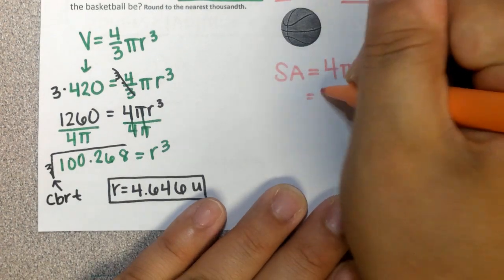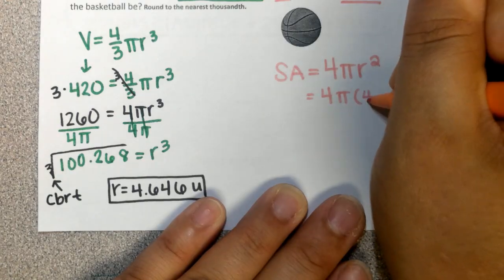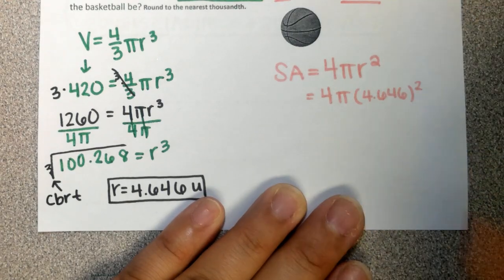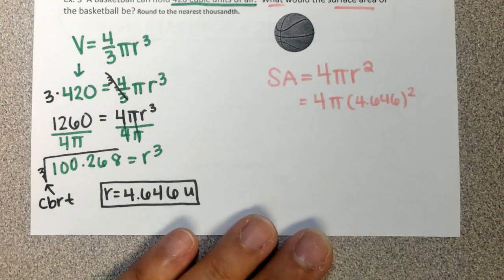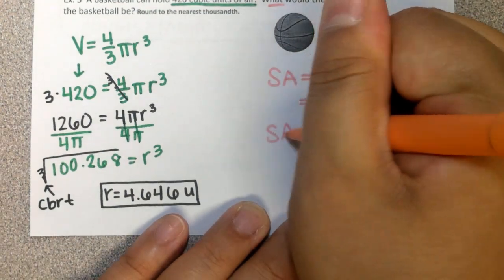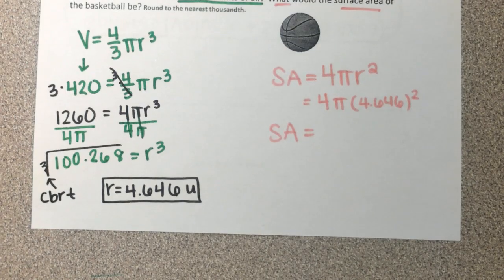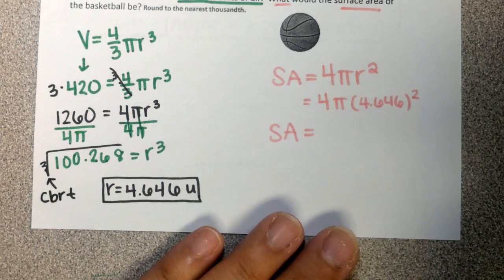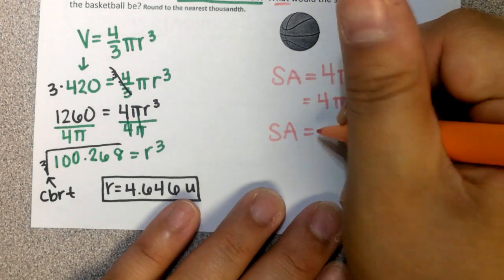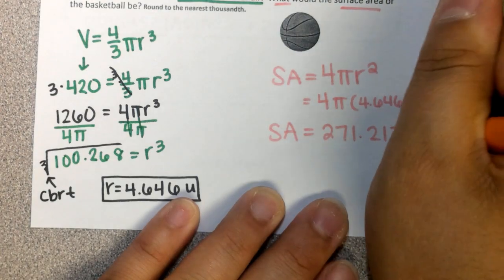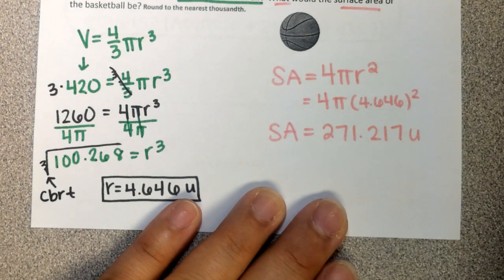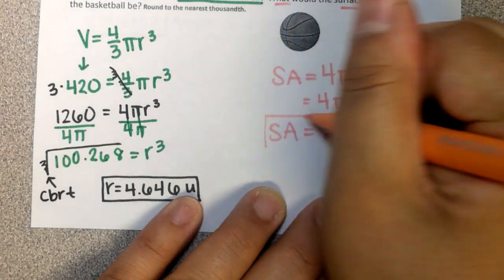So this is going to be 4 pi 4.646 squared. And then when you put this in Desmos, you're literally going to write 4 pi r squared because you just stored it into r. So 4 pi r squared. And did y'all get 271.217? Units squared because it's area.